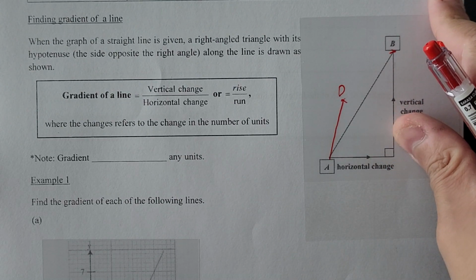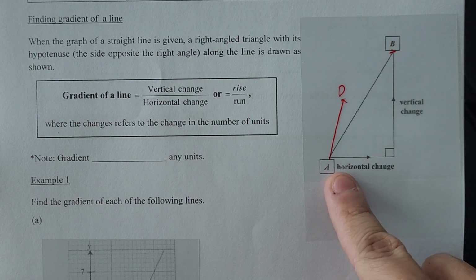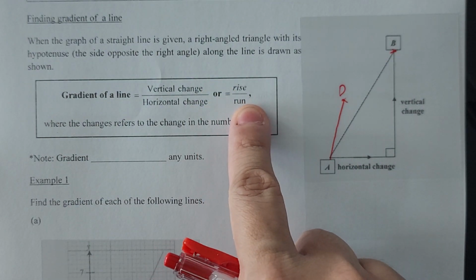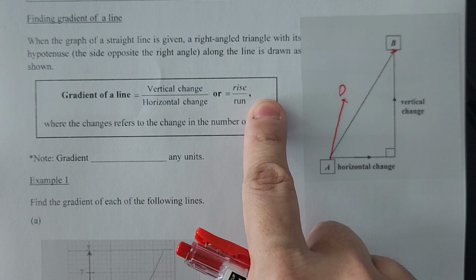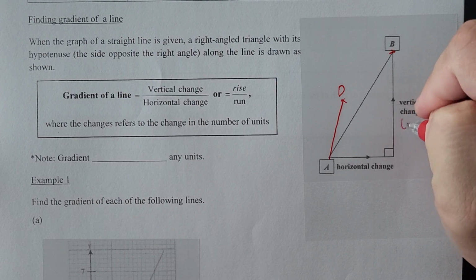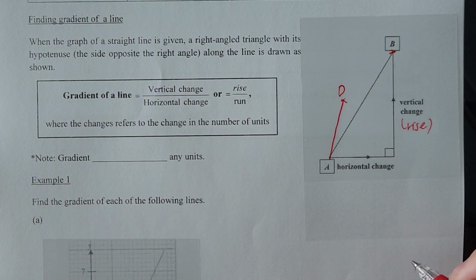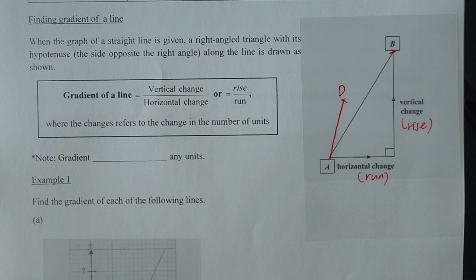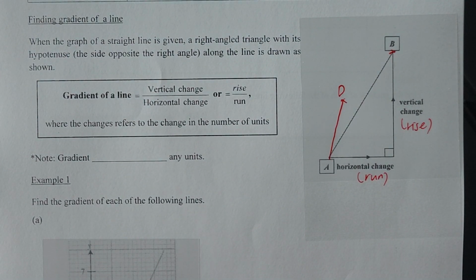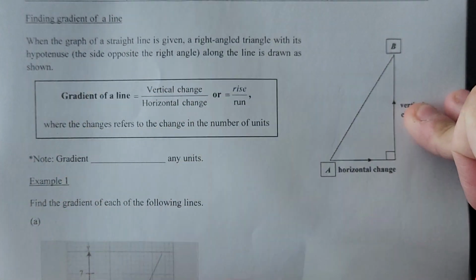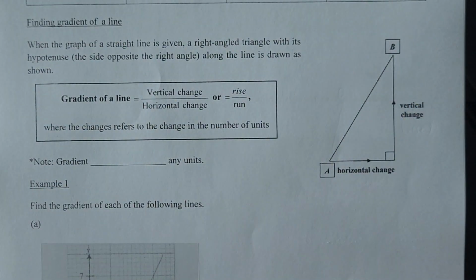The steepness is basically given by the formula: vertical change over horizontal change, or some of you may have known it as rise over run. Rise is the vertical change over the horizontal change, the run. Rise over run. Now, how do you measure that? What does it mean by gradient, or how do I remember gradient?